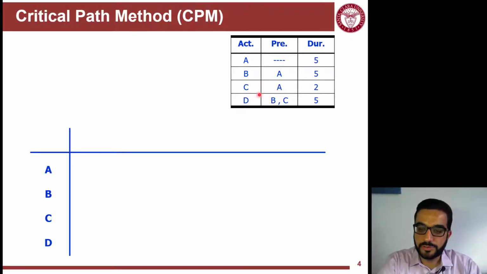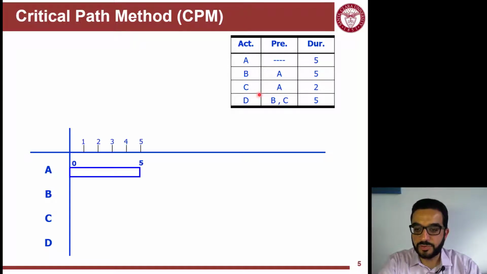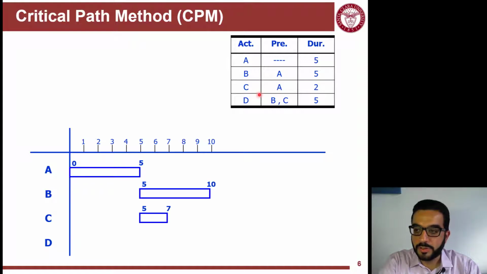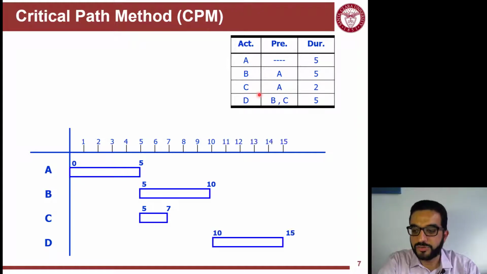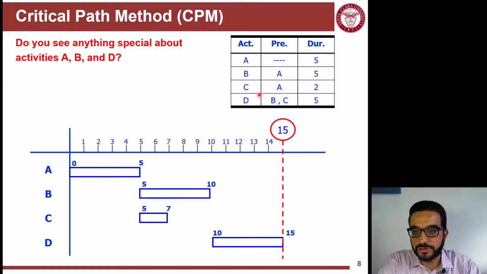If I start with the starting activity, which is A, I draw A from 0 to 5 days duration. B and C depend on A, and then D depends on both B and C, and this means that I have to wait until both of them finish. So I start from 10 and end by 15. This means the project duration here is 15 days.